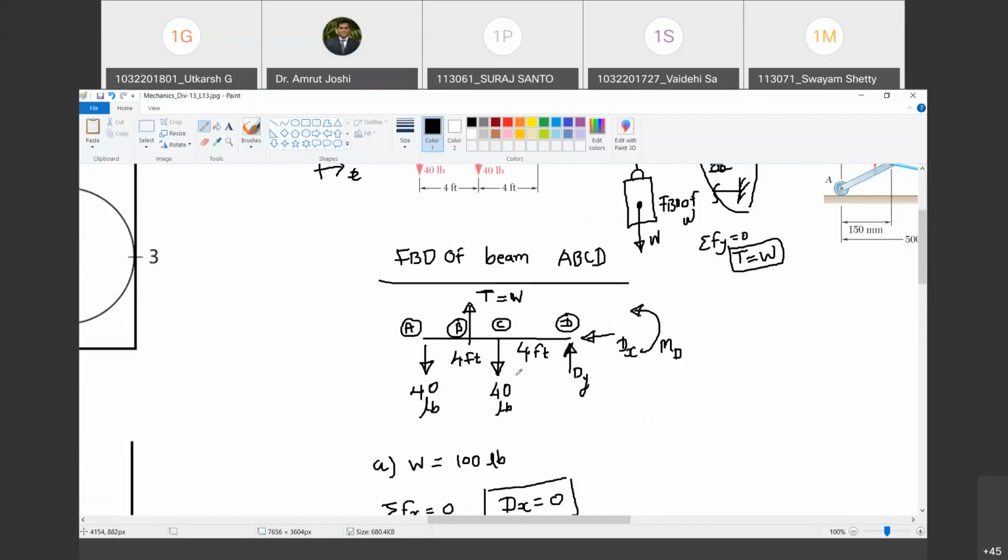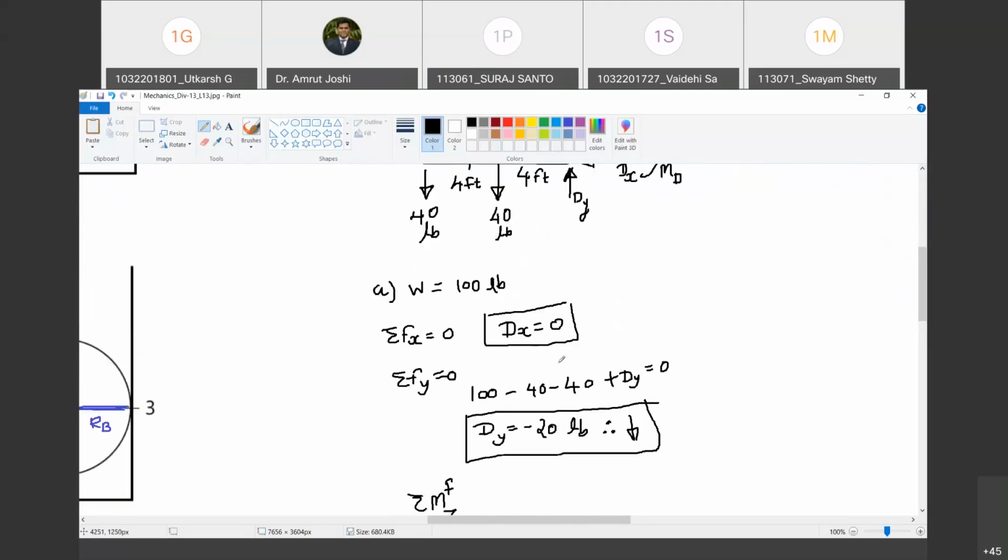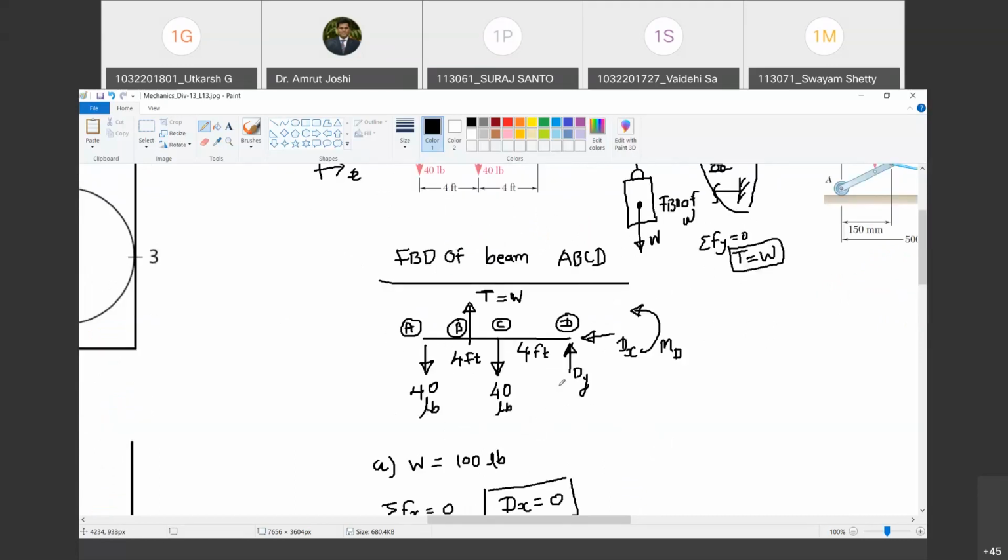In this particular problem, selecting any point is going to put us in the same trouble. नहीं, कौन सा भी point ले सकते हो. Now to just clarify what I meant by you will not consider Dy downward while writing down the equations.